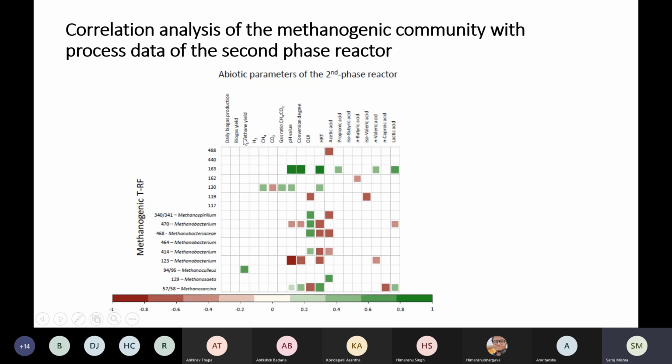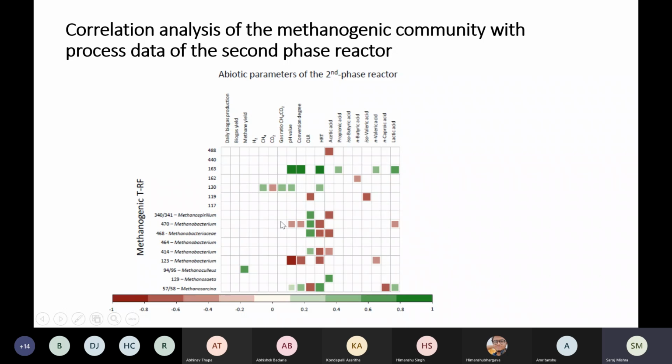So these are the process parameters which you measured, or the metabolites which you have measured, and here is their correlation to the different microbes which you have now been able to enumerate in the second phase reactor. So is that clear? Yes, ma'am, it is clear.